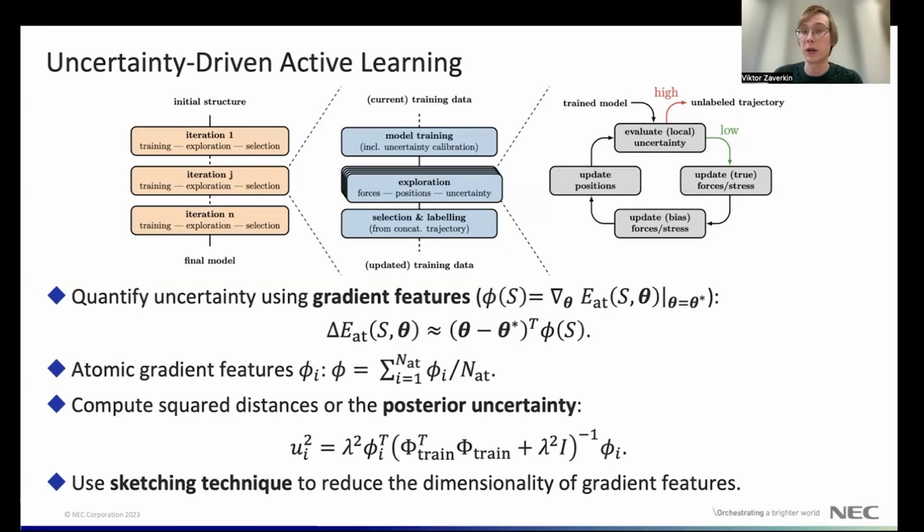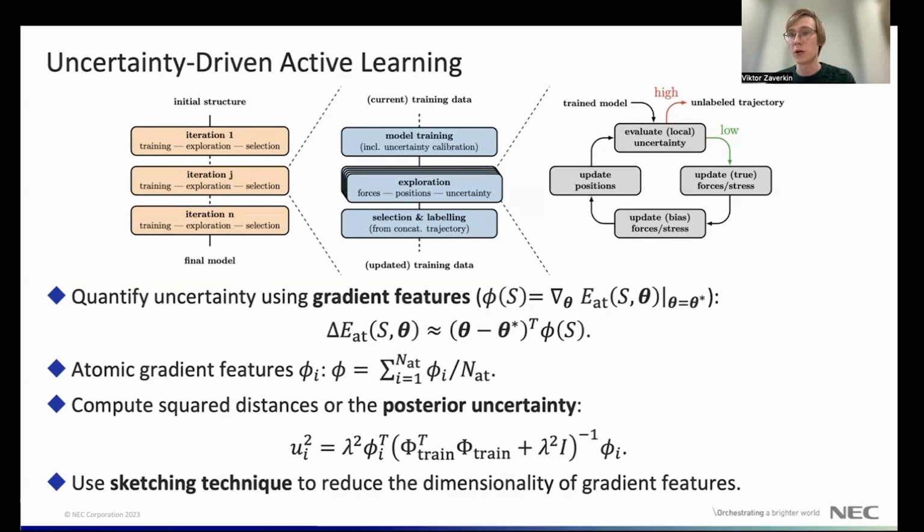standard atomistic simulation by evaluating the uncertainty of our model, and this mainly to be able to say after we updated the positions whether the force prediction will be accurate or not. If it's accurate, we continue with the atomistic simulation, and if not, we essentially terminate it and then provide unlabeled trajectory to the selection and labeling step.